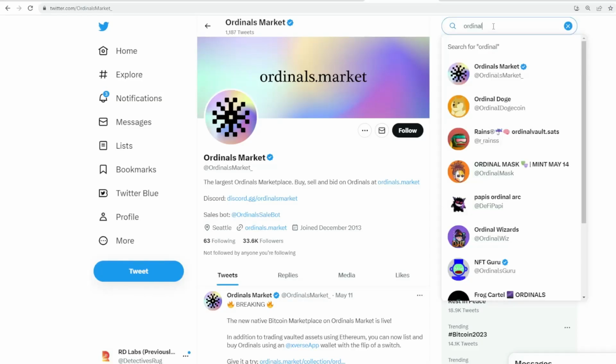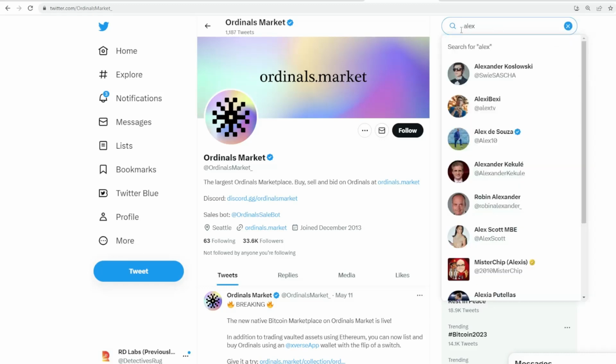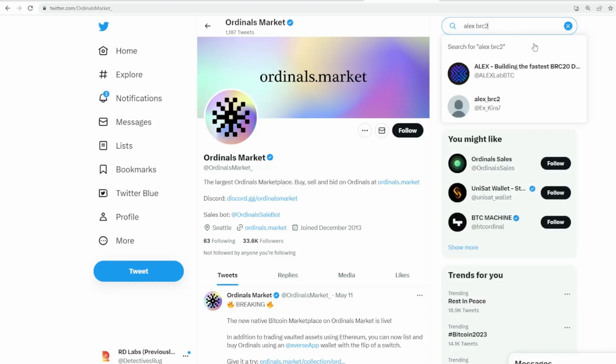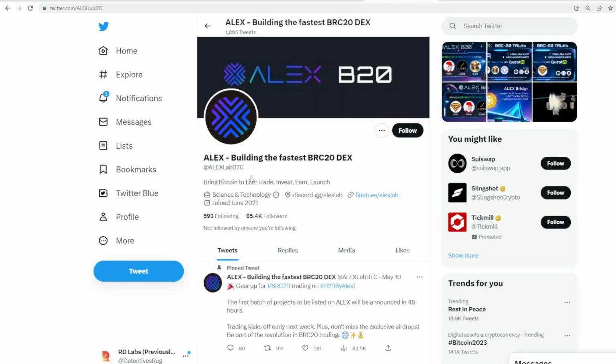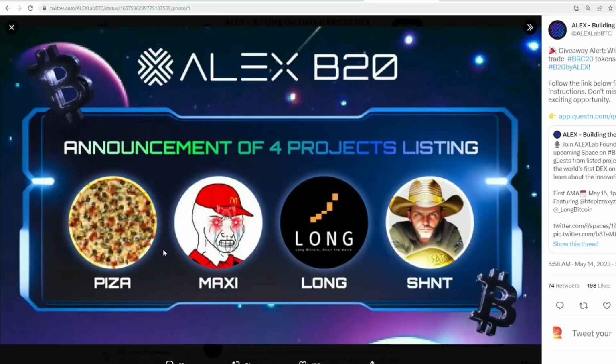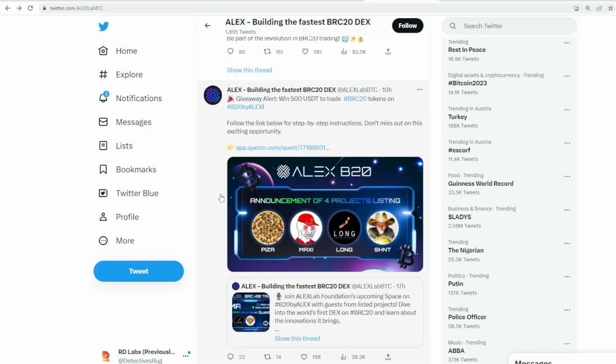So if we pull this up here, if we go to Alex, BRC20. So there's a lot of infrastructure they're building on. Obviously this is Alex that's being built on Stacks. Stacks is an L2 on Bitcoin. So Alex is being built on that as a DEX. They're essentially coming out with projects that they're listing, for example, Pizza, Maxi, Long. So there's going to be a lot of infrastructure. There'll be pools taking place, DEXs taking place. So this is extremely, extremely early.